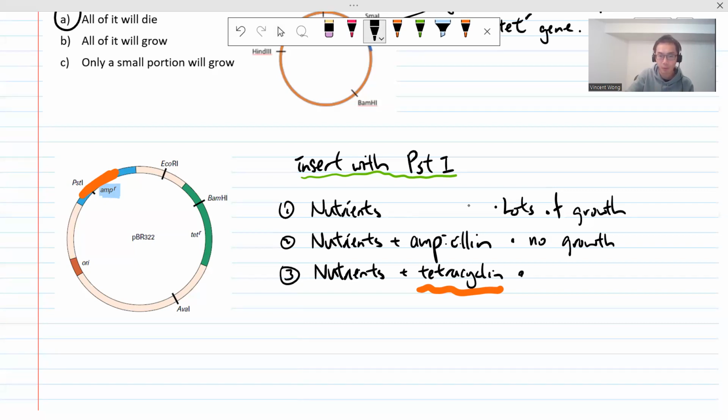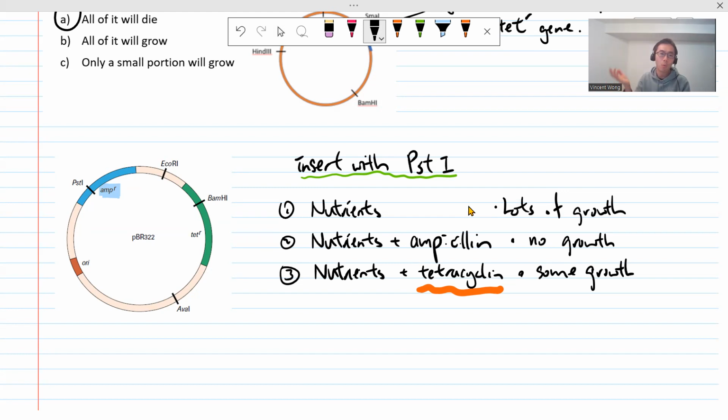But not everyone will grow. Only the one that has the plasmid will grow. So this is some growth. Basically what we have to do is understand whether the insertion is going to interrupt the antibiotic resistant gene. If it interrupts it, then it no longer works, right?